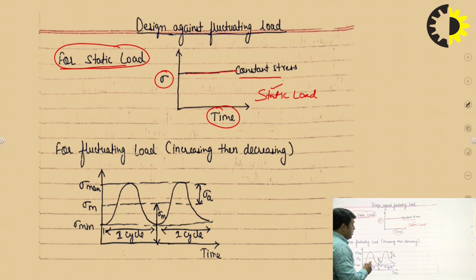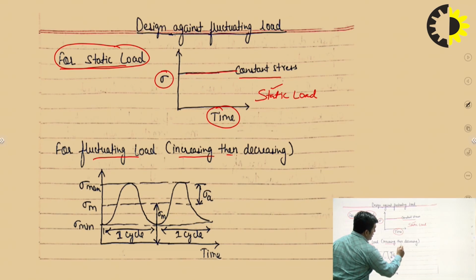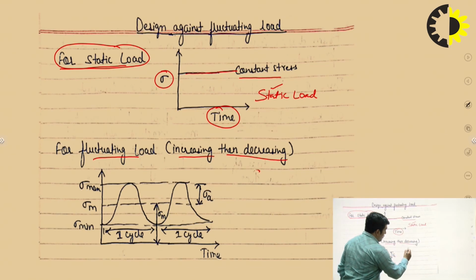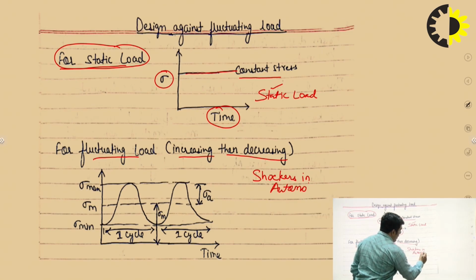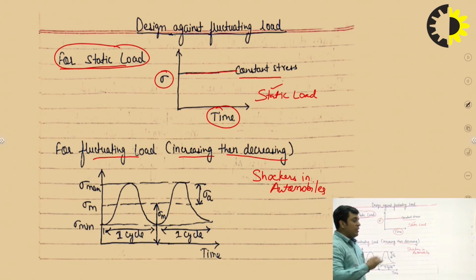But whenever the load is continuously increasing and then decreasing, like we can say in the case of a shock absorber in automobiles, here the load is suddenly increasing and then decreasing, and you can see the curve here also.